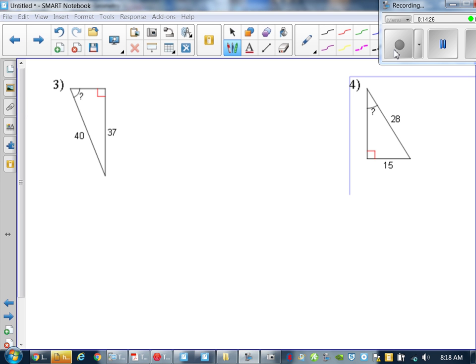All right, so here's my theta. 37 is its opposite. 40 is its, what trig function is that? Sine. Sine of theta, 37/40, which means I have to inverse sine.